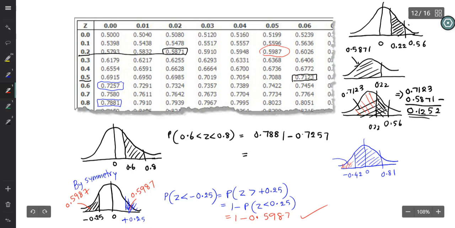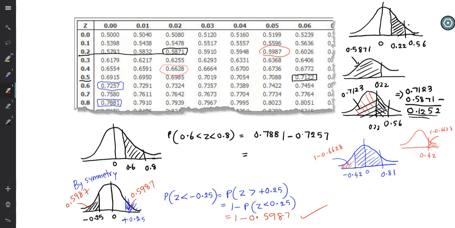So what you have to do is read 0.42. Positive 0.42 is there. See, positive 0.42 is 0.6621. So this area will be 1 minus 0.6621, because here's positive 0.42, this area. Therefore, negative 0.42, this unwanted tail, is also 1 minus 0.6621. And you can easily get 0.81.